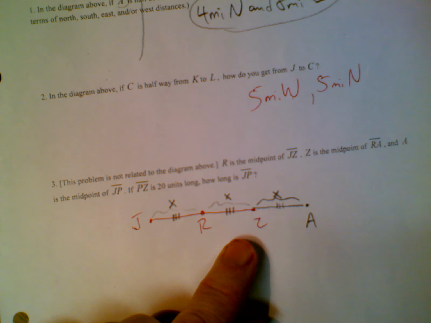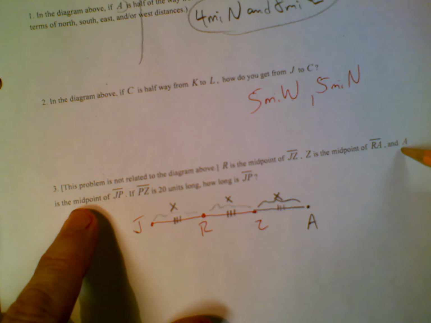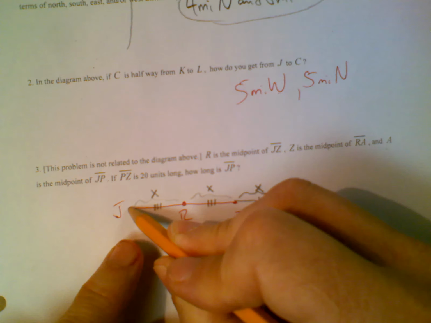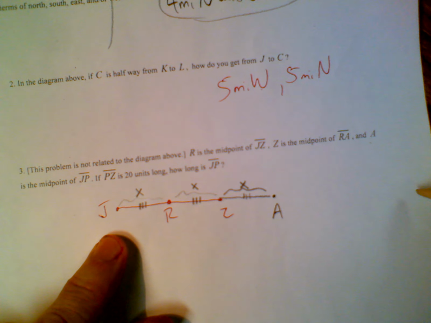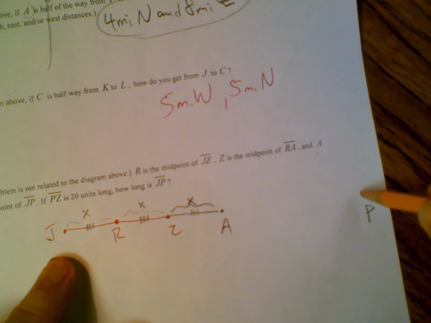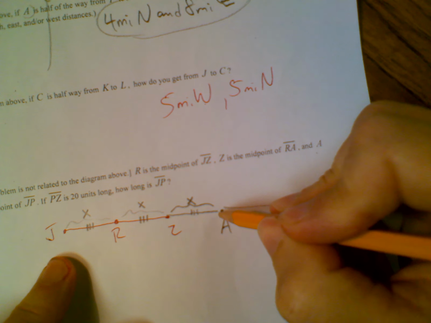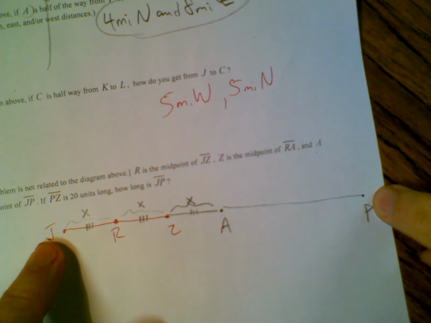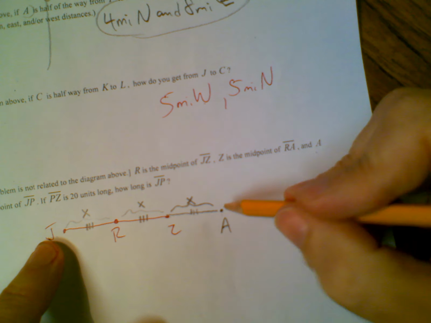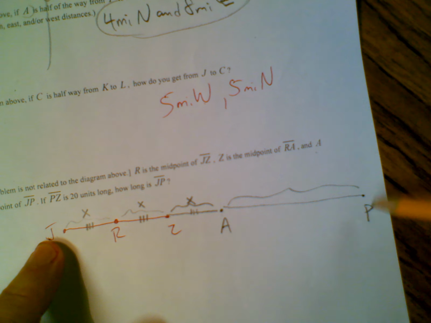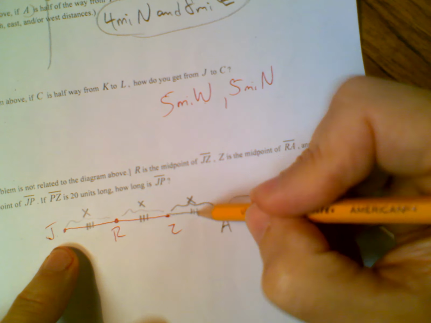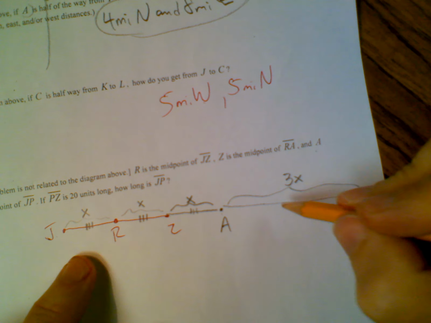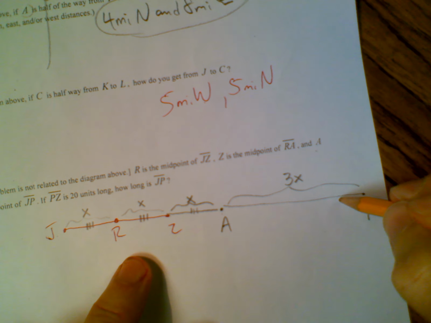Okay. And finally, A is the midpoint of JP. So A is the same distance from J as it is from P. So P must be way out here somewhere because it's got to be the same distance from A as A is from J, because A is the midpoint between these 2. Now, since it's the same length as this segment, and this segment is X plus X plus X, I'm going to call it 3X.